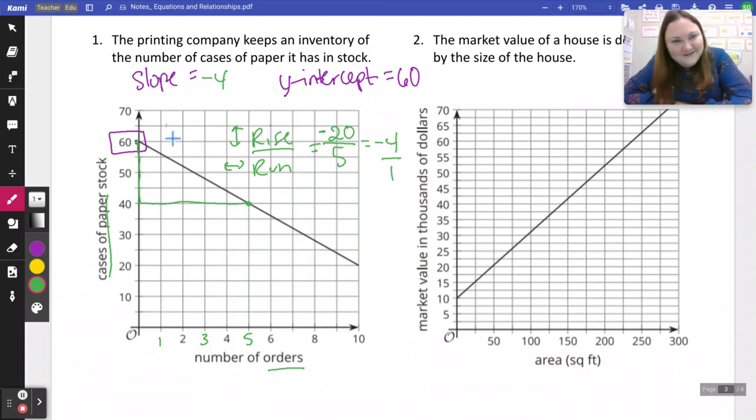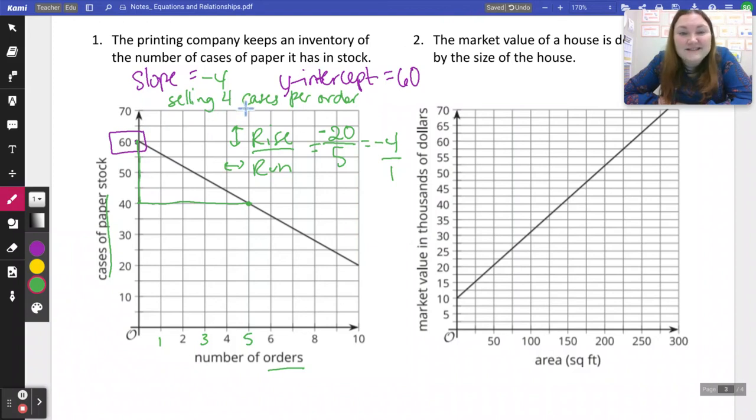And I'm going to write that down. We are losing or selling, I'm assuming they're selling these, 4 cases per order. It is not enough just to say they're selling 4 cases because they're not selling 4 cases, right? This line tells me at the very end they've sold a lot more than 4 cases. We need that per order. So you could say they're selling 4 cases per order. You could say every order is an order of 4 cases of paper, something like that. But we need to mention the cases and the orders, both of those when we're describing the slope.